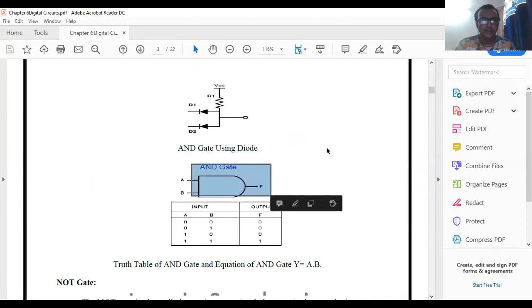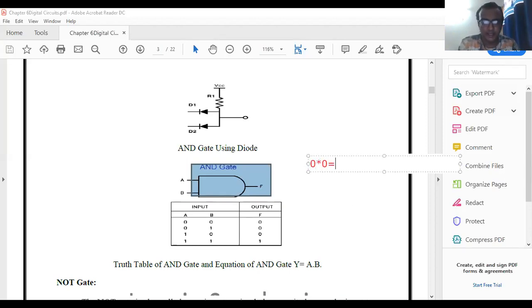0, 0 is equal to 0. 0, 1 is equal to 0. 1, 0 equal to 0. And 1, 1 equal to 1. Means what? Simply do the multiplication.